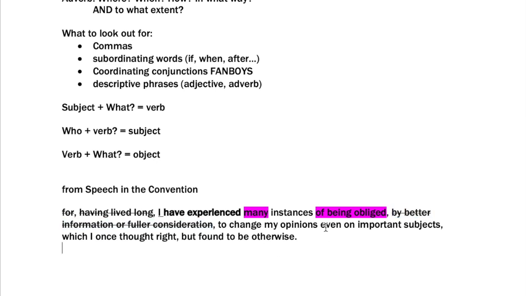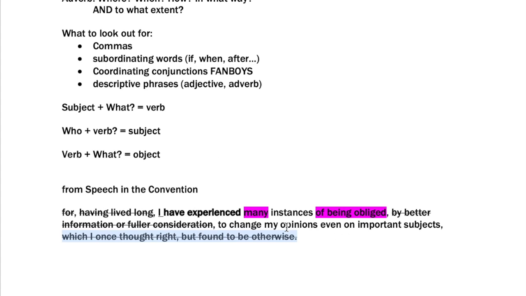Okay, so then we have to change my opinions even on important subjects, which I once thought right, but found to be otherwise. Okay, so we have another comma. What's happening with this comma? This comma is then followed by a word that is like a connection word. It's like a transitional word. And what it's doing is it's signaling to me that there's some information here that's being added on. And I'm going to look at that and say, okay, if I were to take all of that out, if I were just to remove that, would my sentence still make sense?